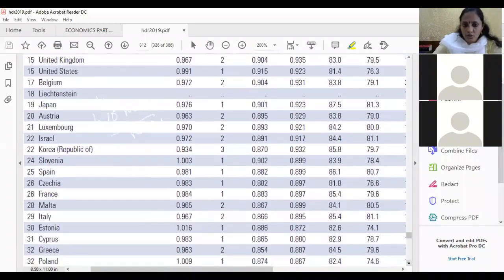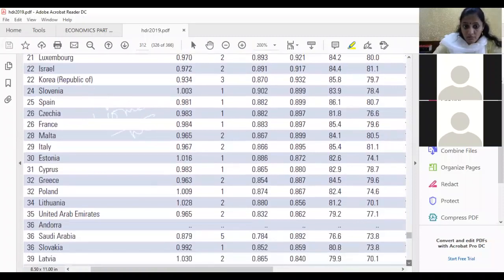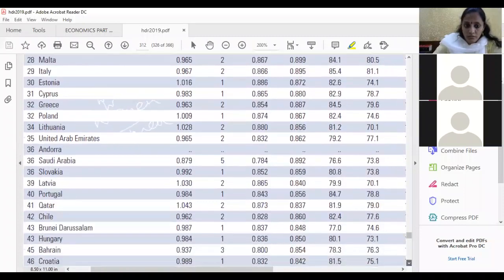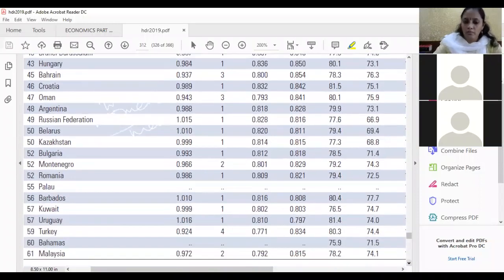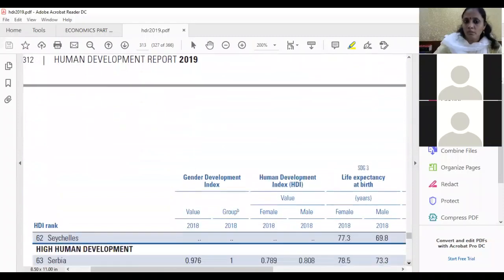And you can also see Estonia, you can see Poland, you can see Lithuania, right? You can see Latvia, you can see Qatar, right? In these kinds of situations, you can see that women are actually performing more than men. So somewhere closer to this 0.999 or 1, women will be equally performing to men. So that is the gender development index.